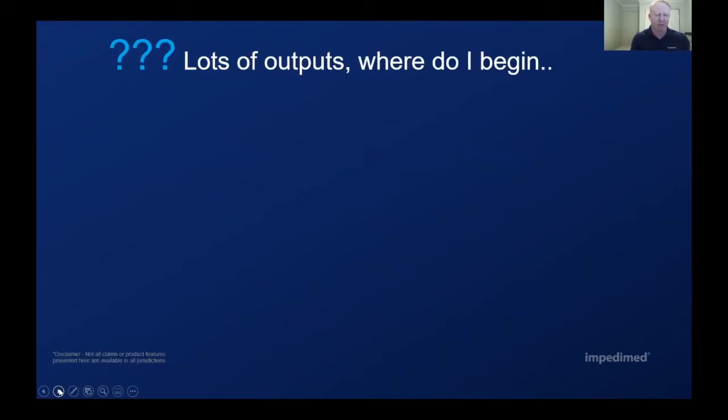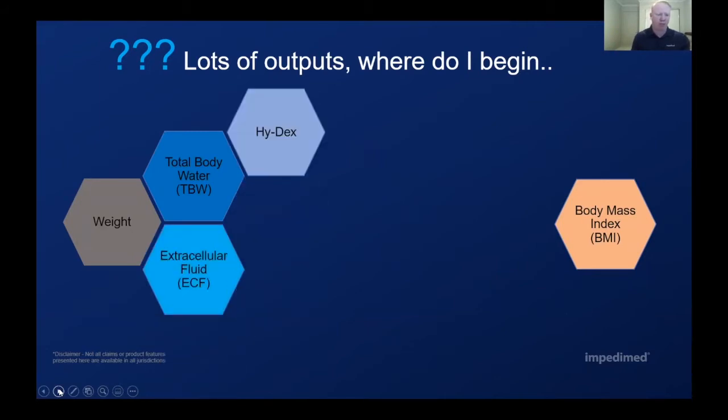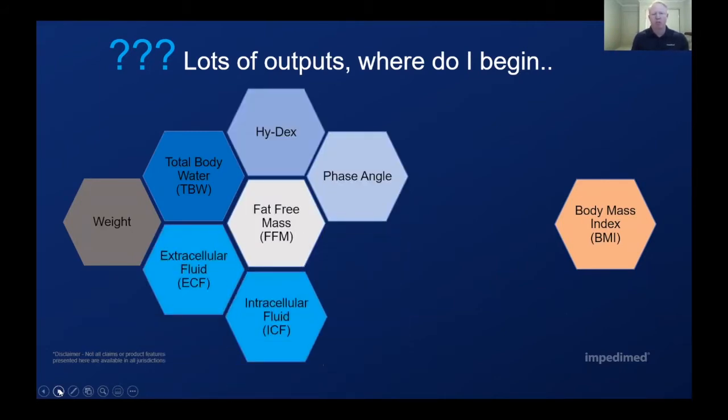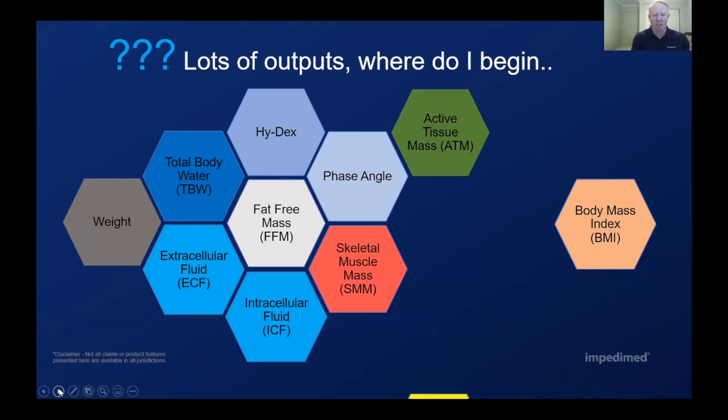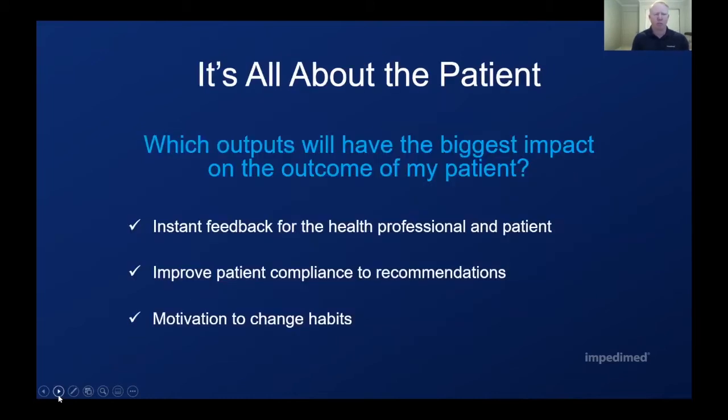So where do we begin? There's so many outputs that are available. Ordinarily, we've only really got weight and sometimes, you know, the BMI aspect, but then we bring in fluid, we bring in muscle, we're bringing in things like phase angle, some of the metabolically typed outputs as well, basal metabolic rate, things like that. So where do we start? For me, it's really all about the patient. So which outputs will have the biggest impact on the outcome for my patient?